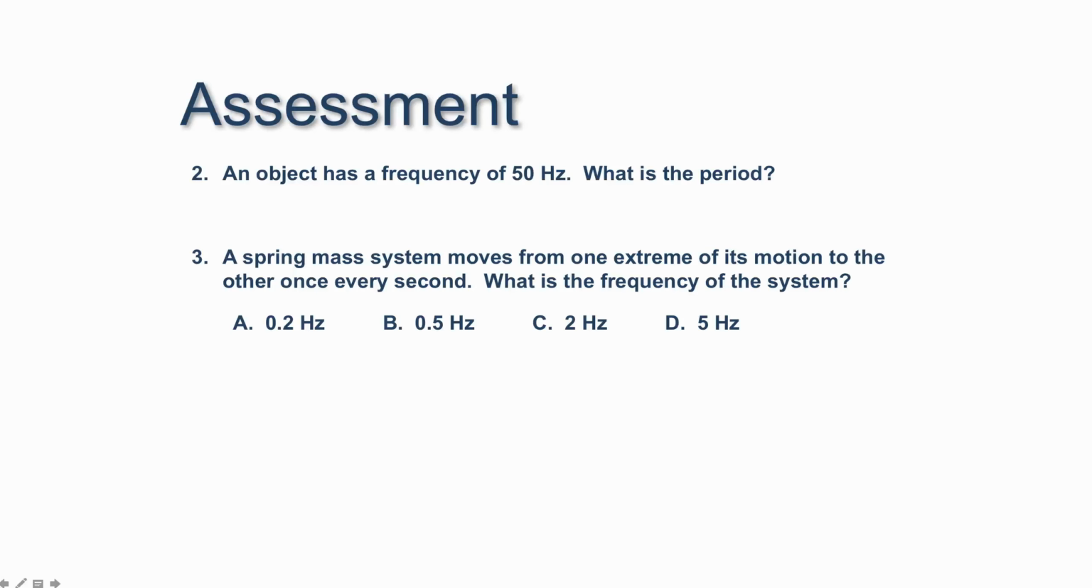Okay, an object has a frequency of 50 hertz. What's the period? A spring mass system moves from one extreme of its motion to the other once every second. So that means going from, let's say, left to right in 1 second, and then it goes from right to left in 1 second. What is the frequency of this system? So please take a moment to try and answer these questions. Make sure that these are super clear for you.